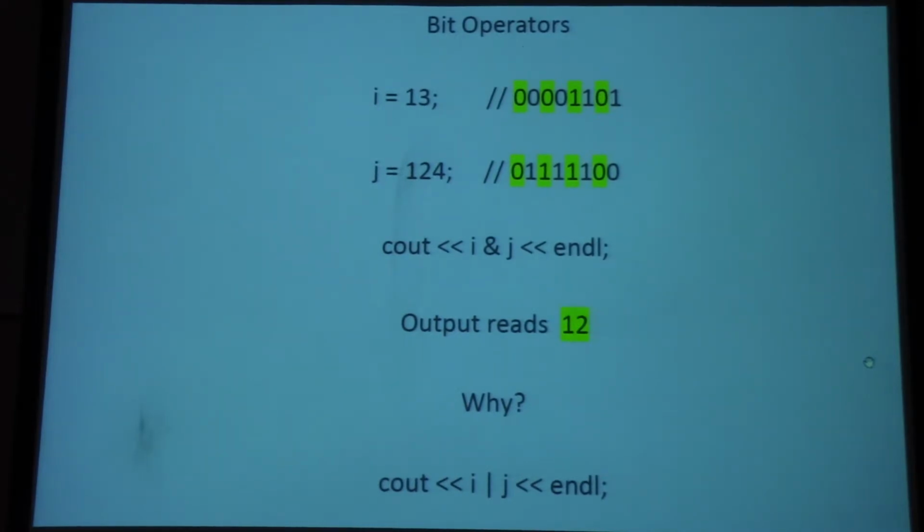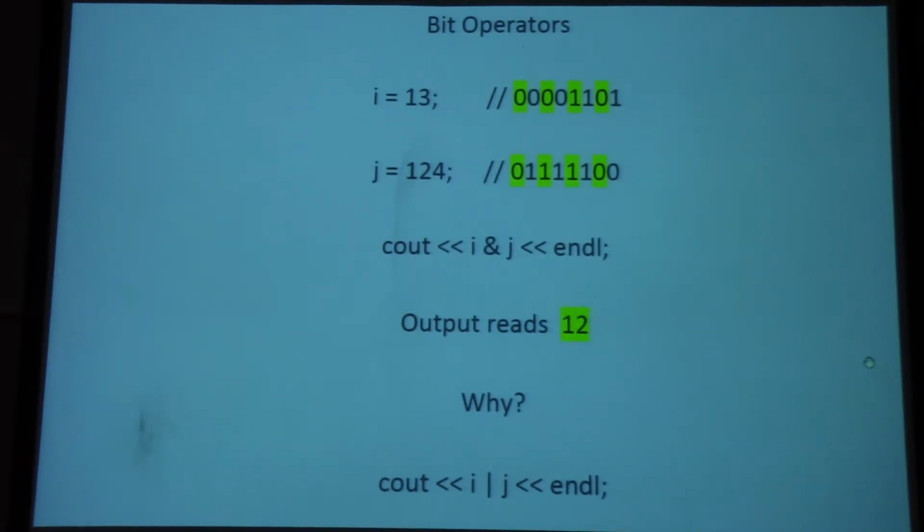So now I'm going to do a cout. This is an expression, by the way. We can parse this expression. This is not special code. Which operator is highest precedence here? The ampersand is highest precedence. So it's i and j. What type of operator is the single ampersand?